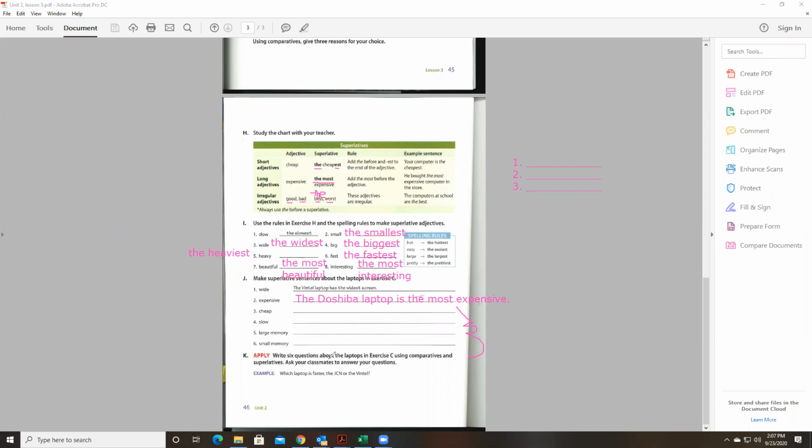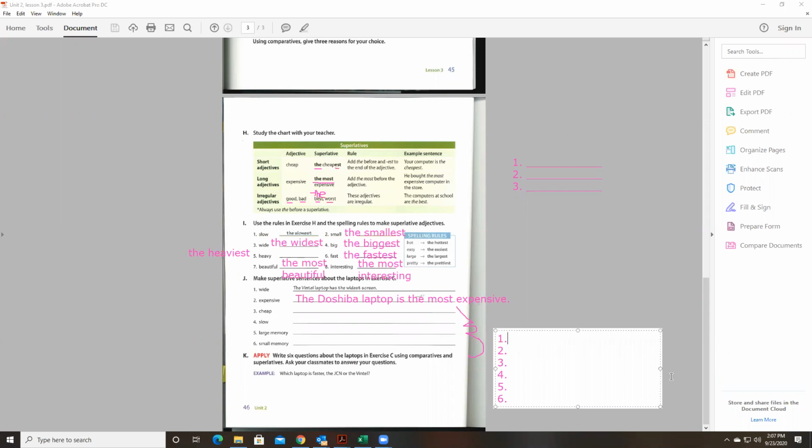Now down here, you actually do have to do this piece. Okay, it's actually really simple. You have to write 6 questions about the laptops in exercise C using comparatives and superlatives. Okay, and it can be anything. You can come up with any question you want. For example, number 2 we just did on expensive, so we're talking about money, right?